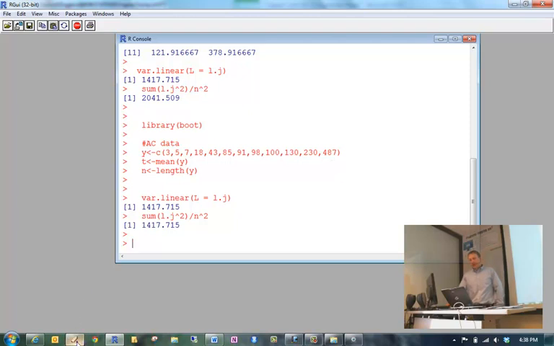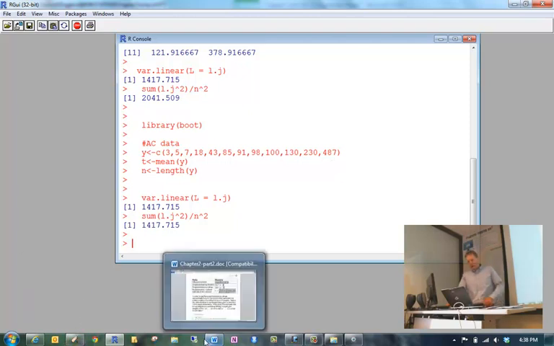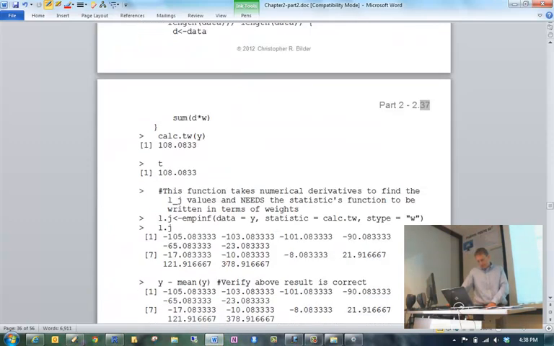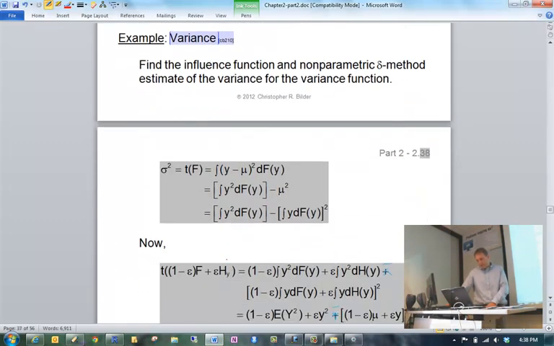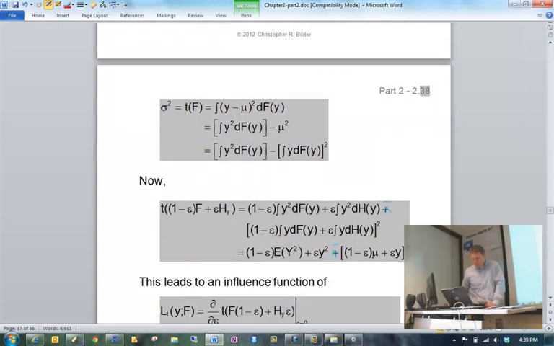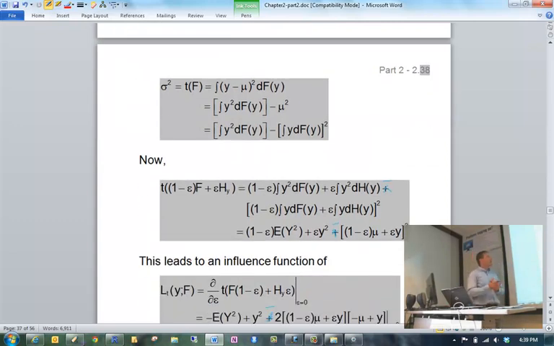Let's look at a little bit more complicated statistical function. This is on page 37 now. Let's work with the variance. So, sigma squared written in terms of a statistical function, T of F. Of course, it's the integral of (y minus mu) squared dF of y. You can multiply some stuff out inside that integral so that you write it like this: the integral of y squared dF of y minus the integral of y dF of y, that quantity squared.